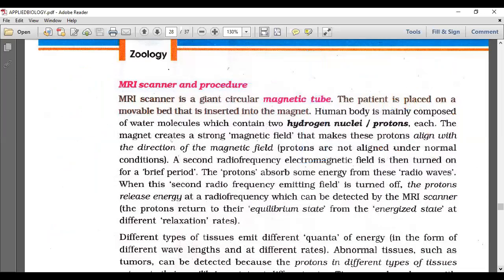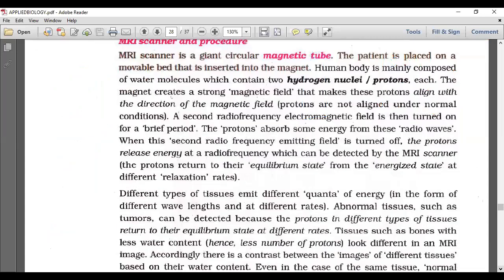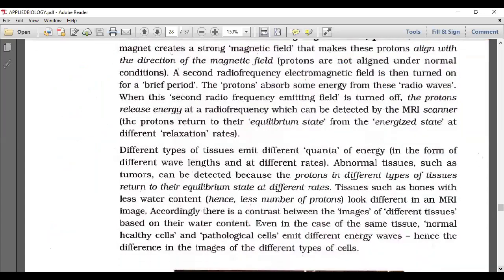So different types of tissues emit different quanta of energy. So it's clear that every proton of hydrogen atoms of water is going to release some energy after switching of the second radio frequency electromagnetic field. Then different types of tissues emit different quanta of energy in the form of different wavelengths and different rates. So abnormal tissues such as tumors can be detected because the protons in different types of tissues return to their equilibrium state at different rates. Every tissue, every cell is having their own returning procedure towards the equilibrium state. So that's why we can recognize abnormal tissues easily.